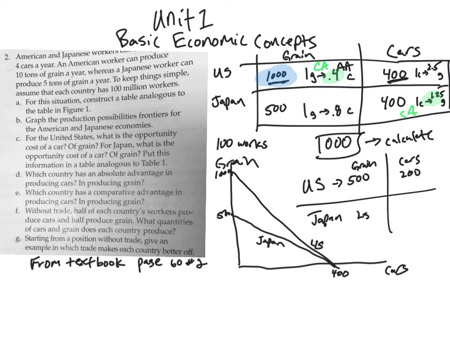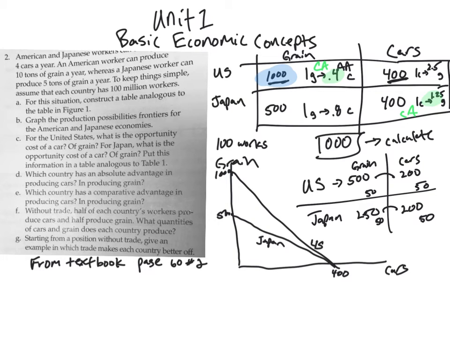And for Japan, they could produce 250 grain, or they could produce 200 cars, right? And they could produce 500 and 200. They could produce 250 and 200. Remember, because we have half of our workers. We have 50 workers here, 50 workers here. We have 50 workers here, 50 workers here. And so those are ands, not ors. Okay.